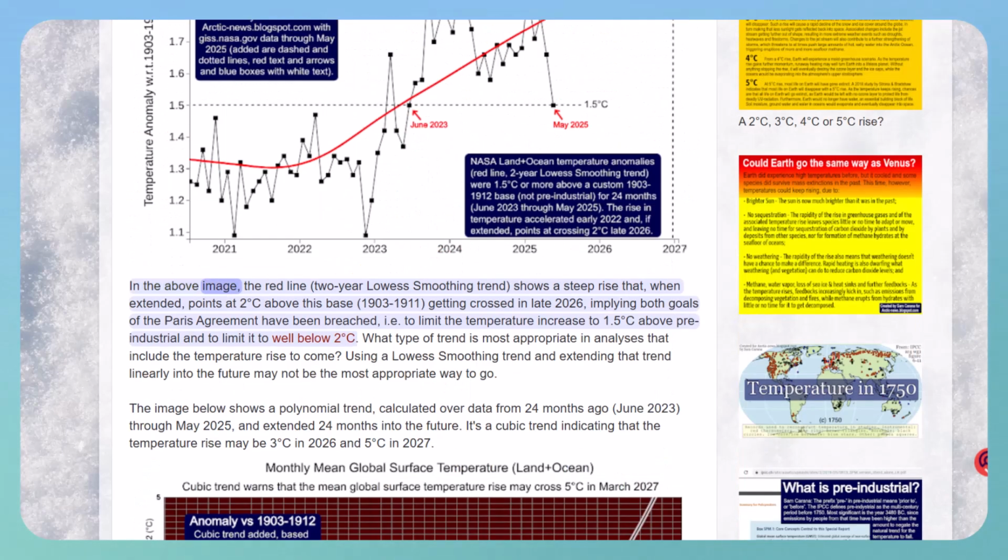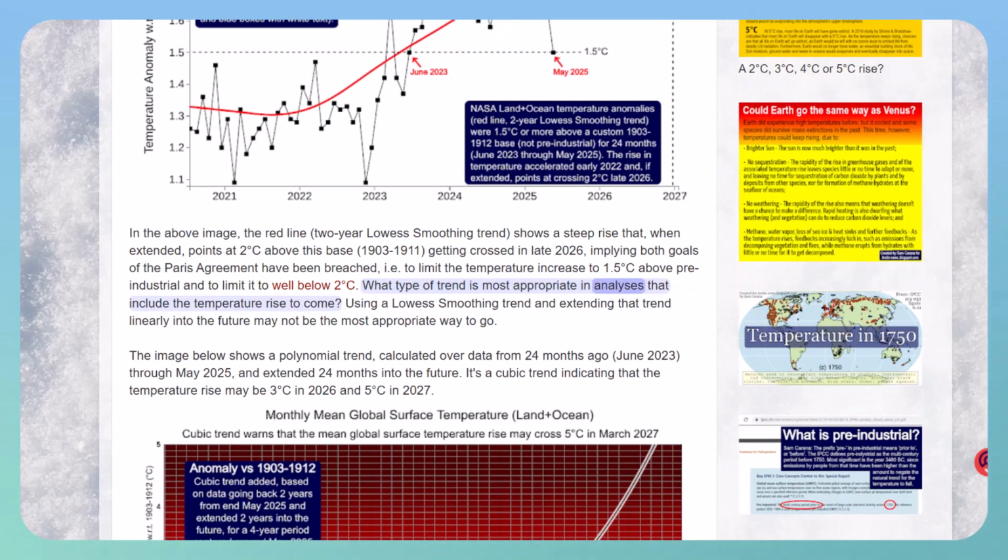In the above image, the red line, a 2-year lowest smoothing trend, shows a steep rise that, when extended, points at 2 degrees Celsius above this base, 1903 to 1912, getting crossed in late 2026, implying both goals of the Paris Agreement have been breached, i.e. to limit the temperature increase to 1.5 degrees Celsius above pre-industrial and to limit it to well below 2 degrees Celsius.